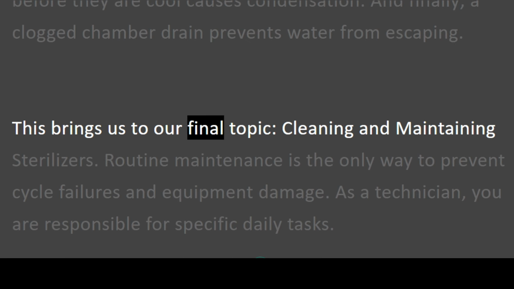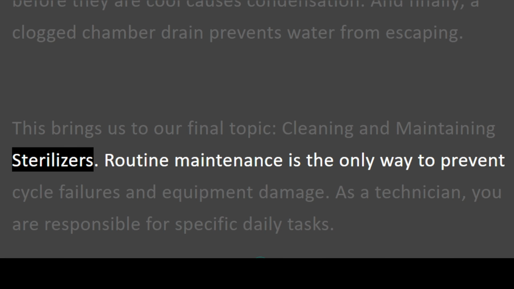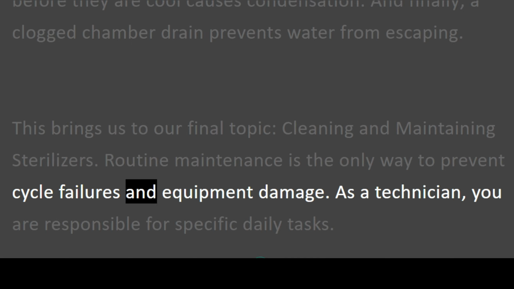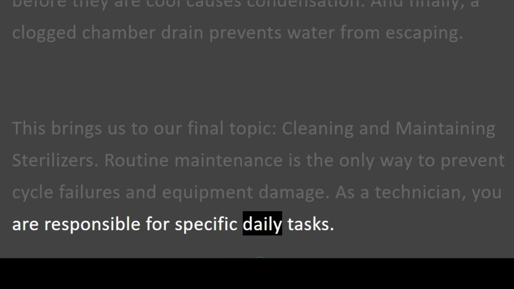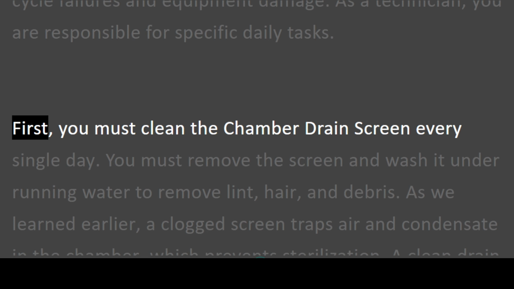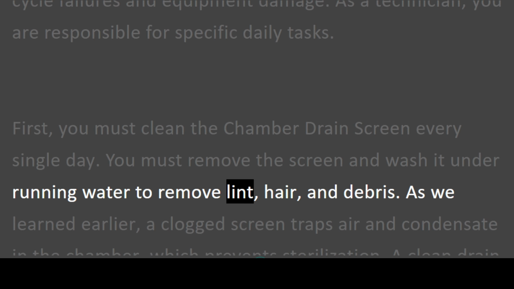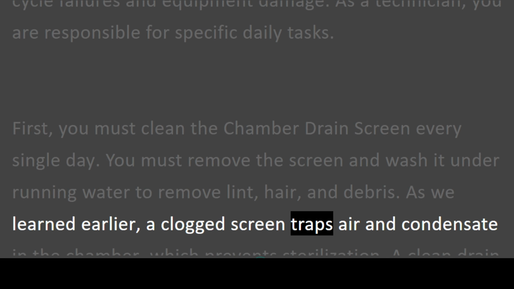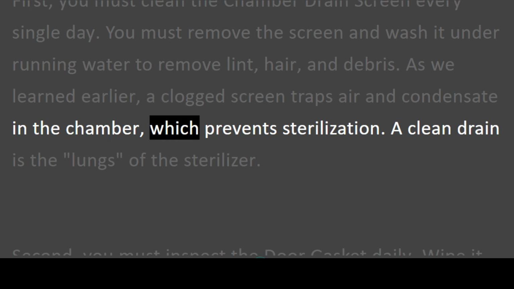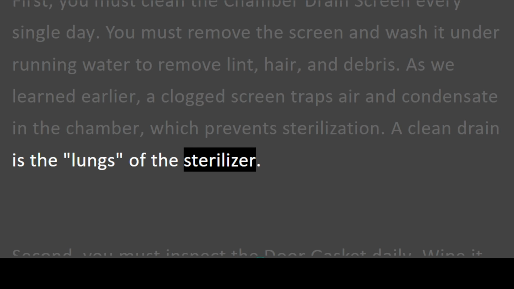This brings us to our final topic, cleaning and maintaining sterilizers. Routine maintenance is the only way to prevent cycle failures and equipment damage. As a technician, you are responsible for specific daily tasks. First, you must clean the chamber drain screen every single day. You must remove the screen and wash it under running water to remove lint, hair, and debris. As we learned earlier, a clogged screen traps air and condensate in the chamber, which prevents sterilization. A clean drain is the lungs of the sterilizer.